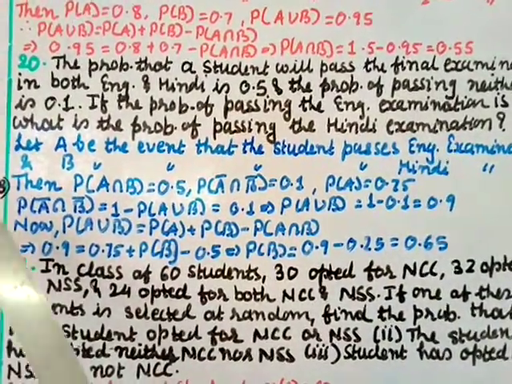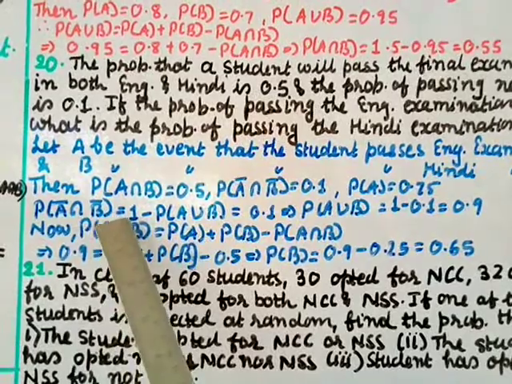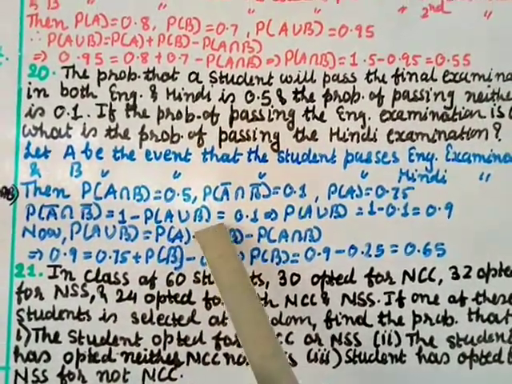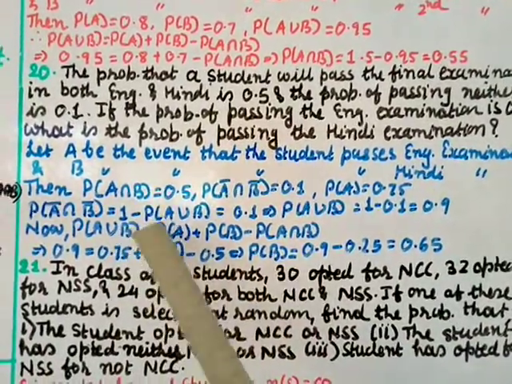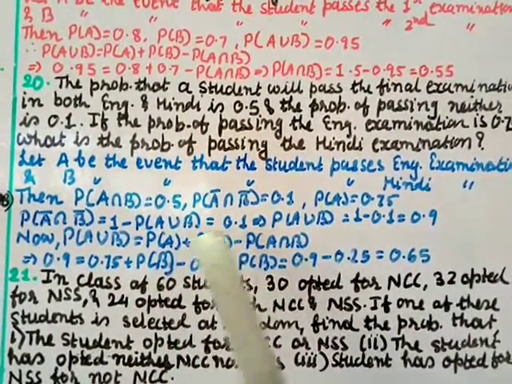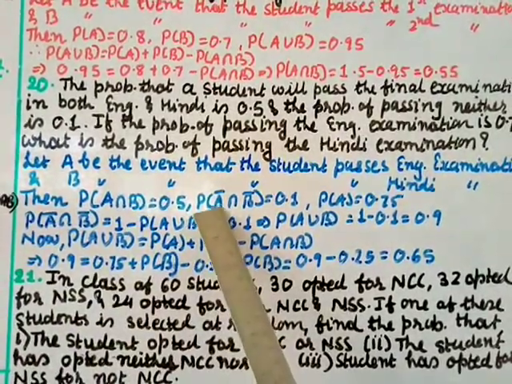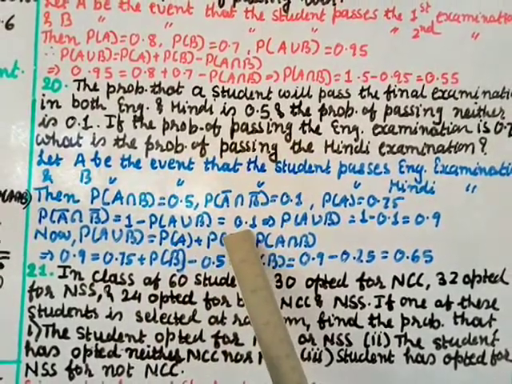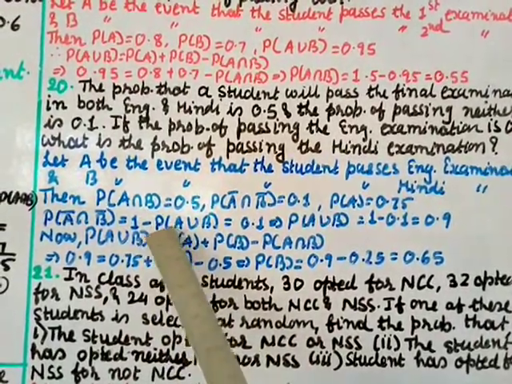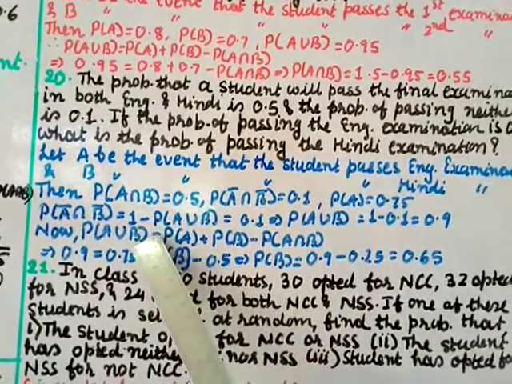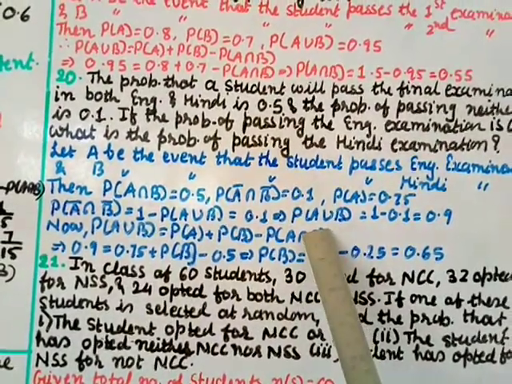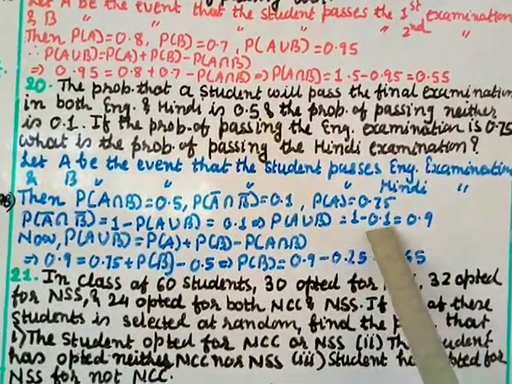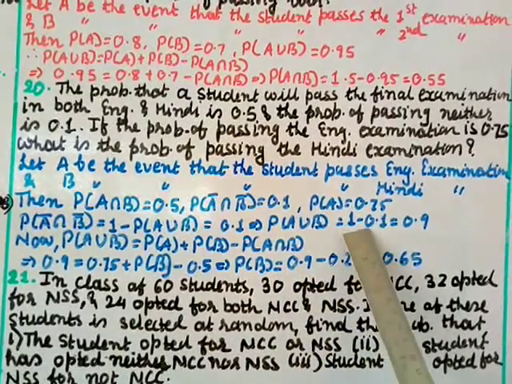Now P of not A intersection not B equal to 1 minus P of A union B using De Morgan's law. Here we are just putting this value, P of not A intersection not B is 0.1, so I put this value 0.1. Now let us interchange: P of A union B transfer over here and 0.1 transfer over here, so we get P of A union B equal to 1 minus 0.1, that gives you 0.9.